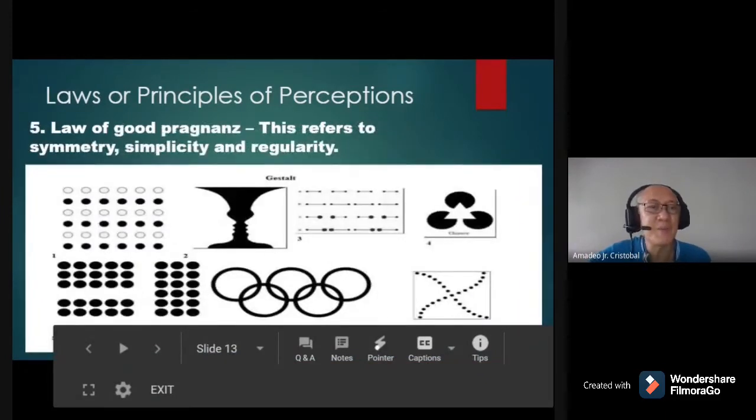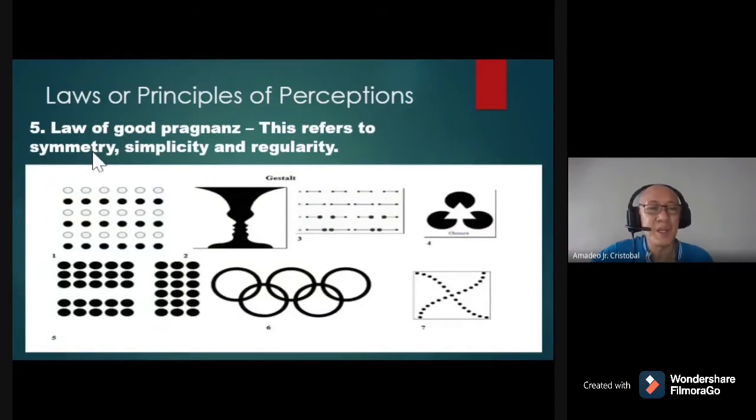So number 5, we have the law of good pregnance. When we say law of good pregnance, this refers to symmetry. Now, what is symmetry? Say, for example, what you have seen in the first picture that I have shown you. Symmetry is when what's on the left is also on the right, and what's on the top is also on the bottom. So this is an example of symmetry.